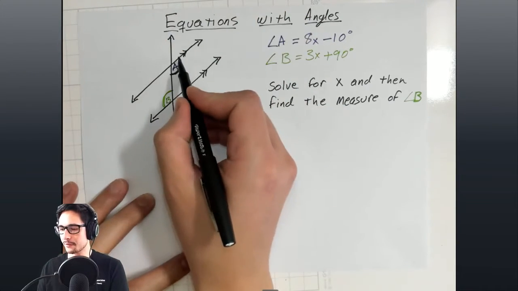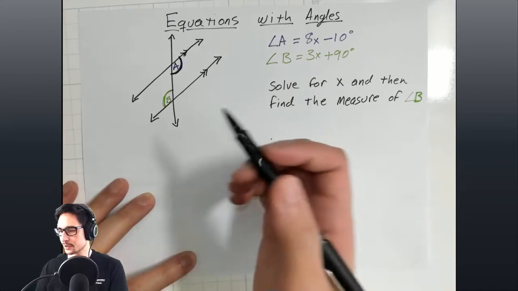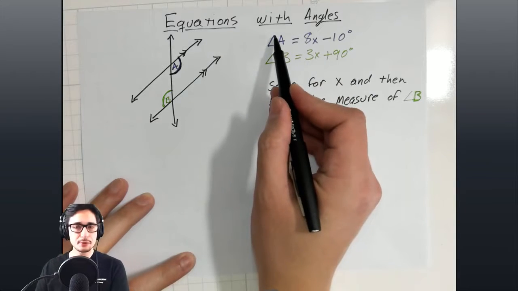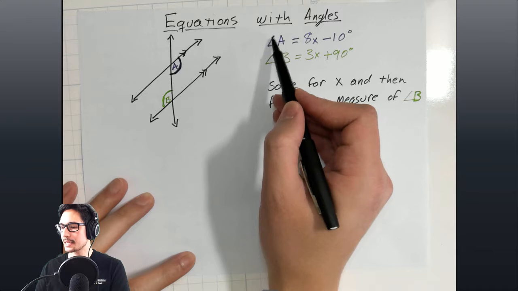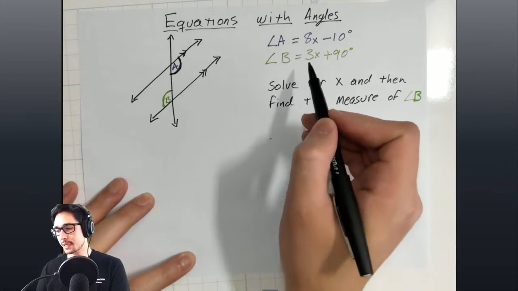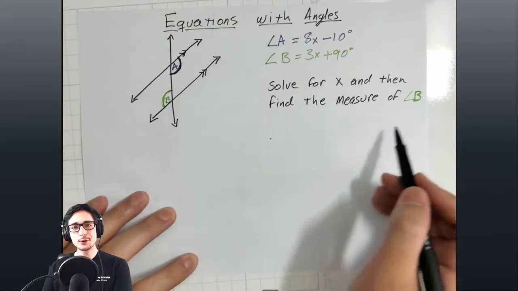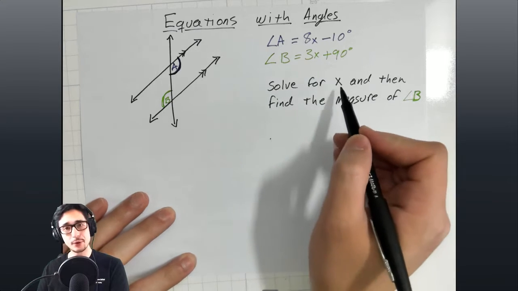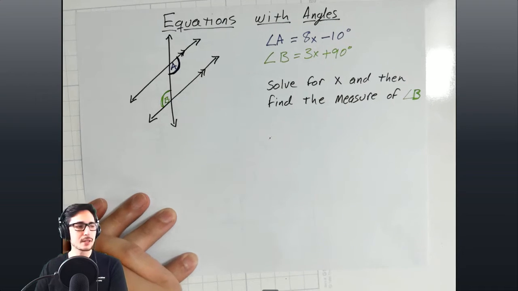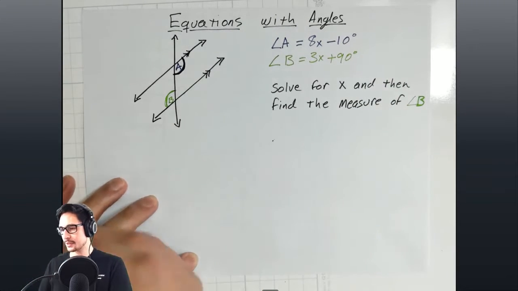And what we have here is angle A, and then angle B. So that's our picture broken down. Looking over to the right, we have two facts given to us. Angle A equals 8x minus 10 degrees, and angle B equals 3x plus 90 degrees. And we then have our question, which is: solve for x first, and then find the measure of angle B.